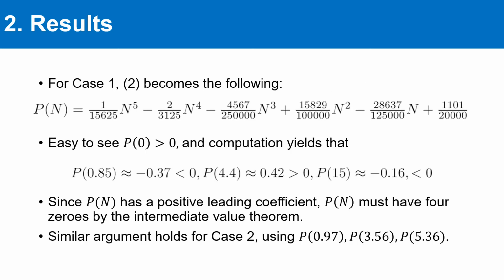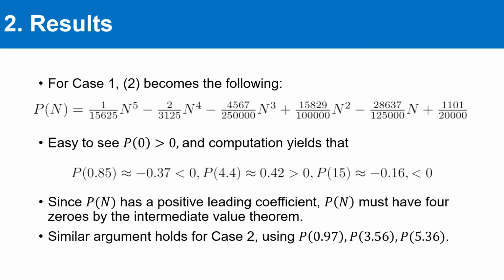For case 1, the polynomial described in 2 becomes the following polynomial. As you can see, it's easy to see here that for n equals 0, this is greater than 0, and after some computation, we'll show that we have a variety of values of n that guarantee that, for instance, around 0.85 is less than 0. At n equals 4.4, p is greater than 0, but at n equals 15, p is less than 0.